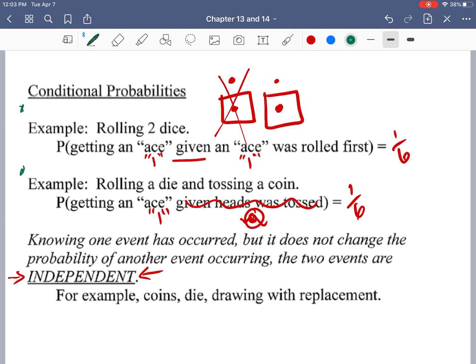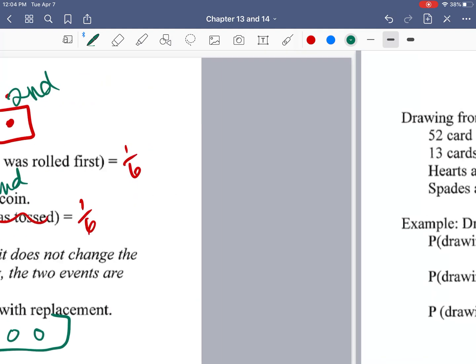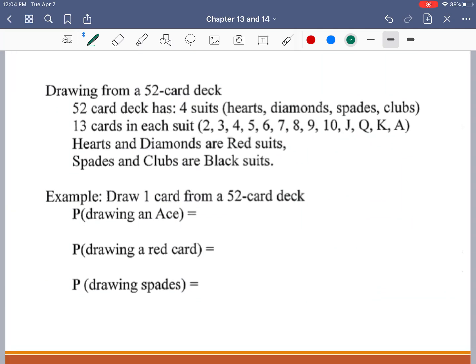In probability, these 2 events we just looked at are independent because the second event doesn't care what the first event did. It's independent of that first event. So if I'm rolling a die and flipping a coin, the coin doesn't care what the die did, so they're independent events. Or if you have a box with something in it and you draw with replacement, it doesn't matter what happened on that first draw, so it's independent of the first draw when you do the second draw.